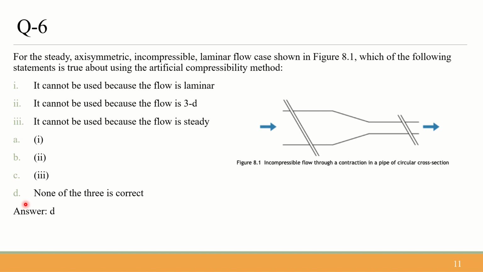Like four approaches, and the question is about the artificial compressibility method. Similar to the stream function vorticity approach, here we are given three statements. The first statement says it cannot be used because the flow is laminar. Again, it is false because it can be used in this case as well. And the second one says it cannot be used because the flow is 3D. Again, it is false.